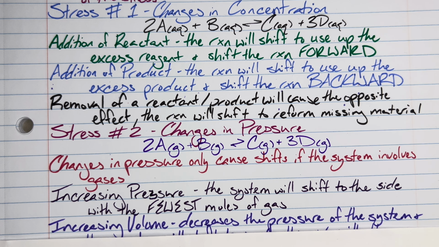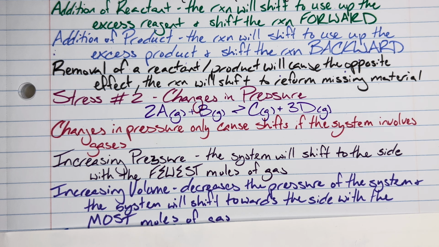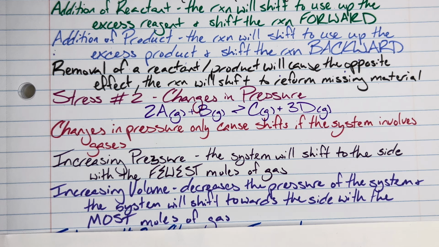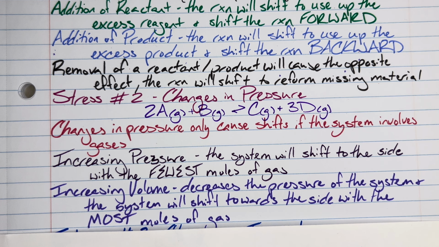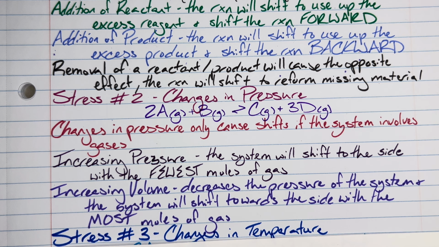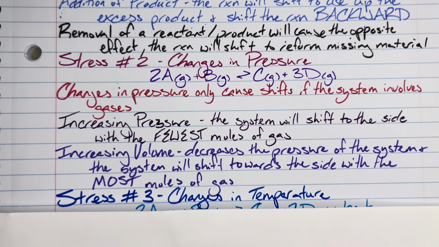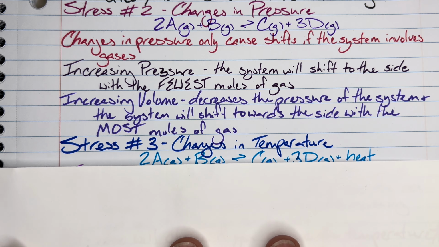If I increase my volume, that will decrease the pressure, and so I would then shift toward the side with the most moles of gas, just trying to hold steady at the general pressure that the system is happiest at. The third type of stress that we're going to talk about is going to be a change in temperature.